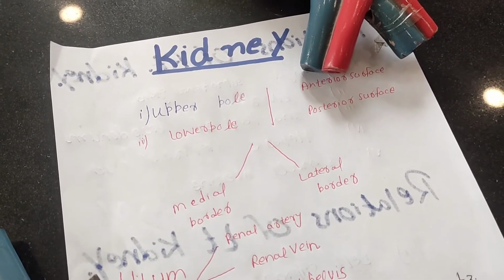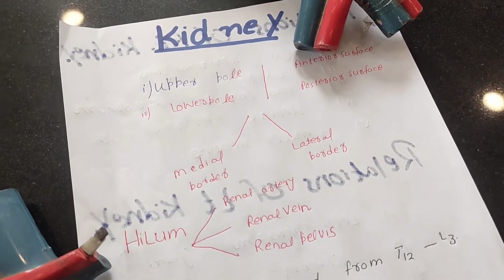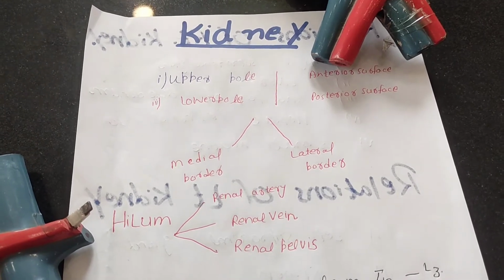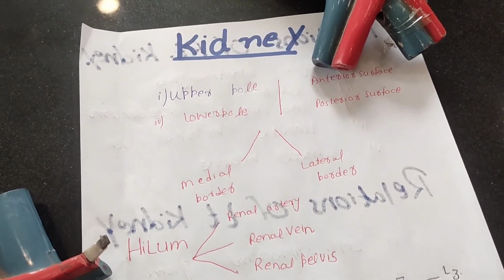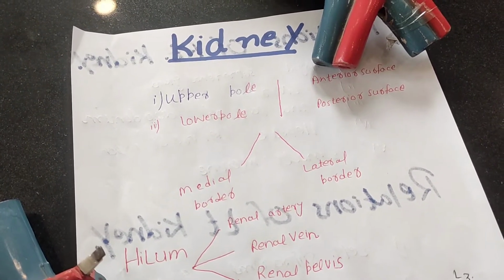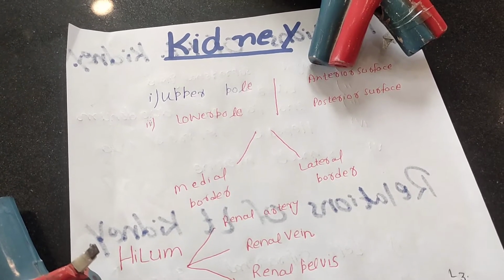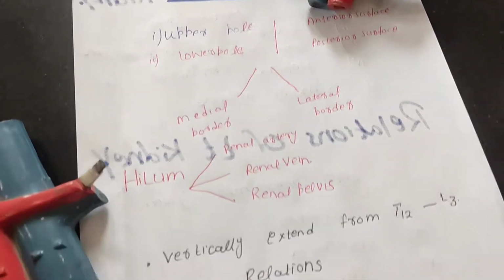So you need to know about the location of the kidneys and from where to where they extend, and how many borders and surfaces are there, and then their blood supply. The renal fascia of the kidney is very important regarding the examination point of view. Every year they ask something from the renal fascia. There are three coverings of the kidney which you should know in very much detail. So we will start kidneys.